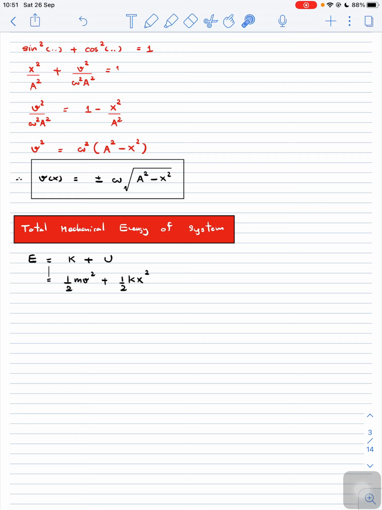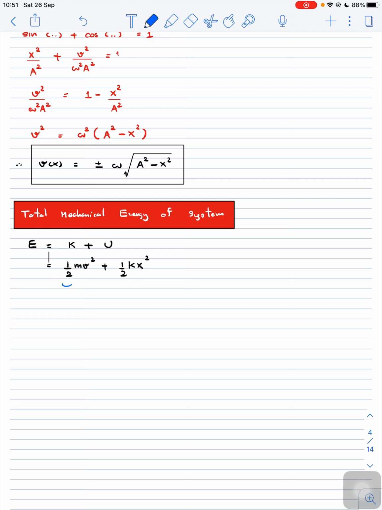So this is the equation of the total mechanical energy of the system. Don't forget that we are talking about the system. Our system consists of the spring and the mass. This part comes from the object, with mass equal to m, and this part comes from the spring, with the spring constant equal to k.